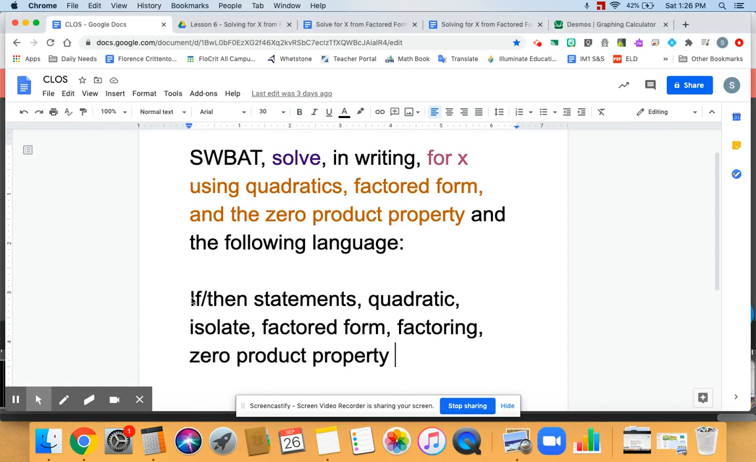So using if-then statements and the vocabulary words quadratic, isolate, factored form, factoring, and zero product property, explain what you learned how to do in this lesson.